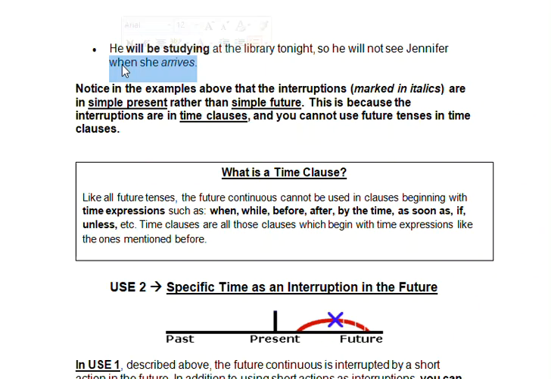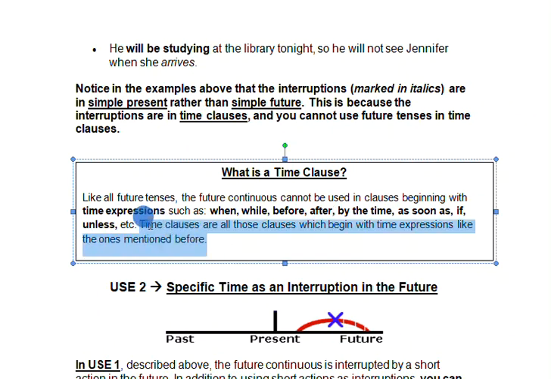Like all future tenses, the future continuous cannot be used in clauses beginning with time expressions. What is a time clause? A time clause is a clause that begins with a time expression. Una oración de tiempo, como lo dice su nombre, es una oración que comienza, es iniciada por expresiones de tiempo. Ahora, usted puede preguntarse, ¿qué es una expresión de tiempo? Una expresión de tiempo es toda aquella palabra que me puede indicar algo que pueda suceder en cierto periodo de tiempo. Tan simple como eso.